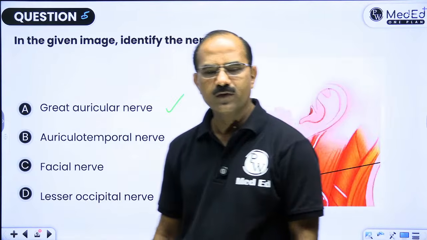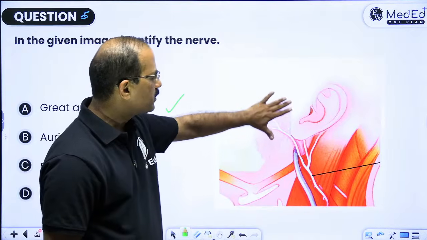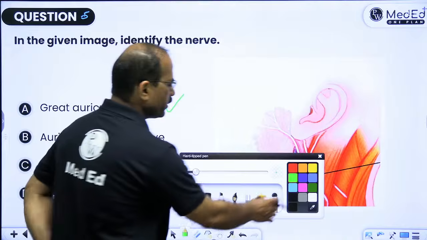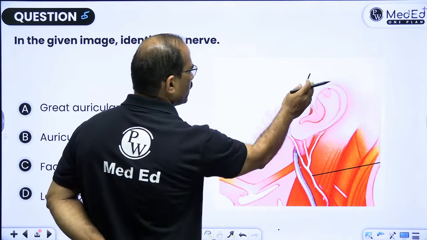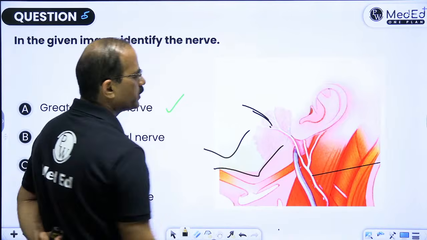Identify the nerve in the given image. You're talking about this nerve. This nerve is going to supply the skin over the angle of the mandible. Here is the angle of the mandible. So this is going to supply the skin over the angle of the mandible.